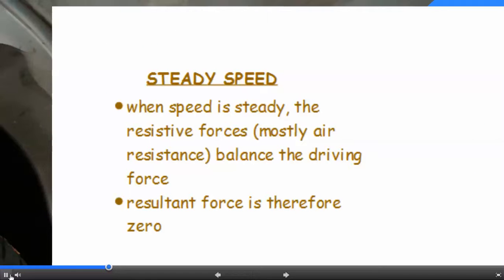Now, just a reminder then about steady speed. When the speed is steady, the resistive forces, the forces holding you back, this is mostly air resistance, balance the driving force. The driving force is the push from the engine. So the resultant force is therefore zero. That's when you're travelling at a steady speed.